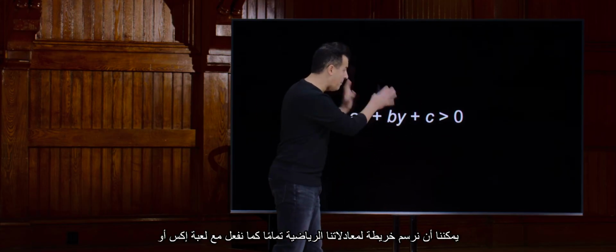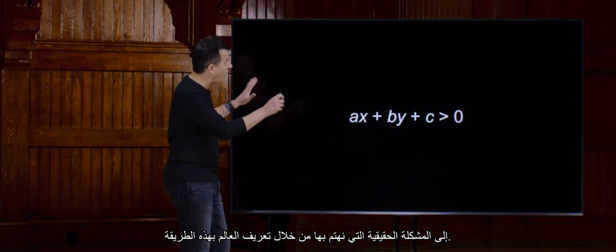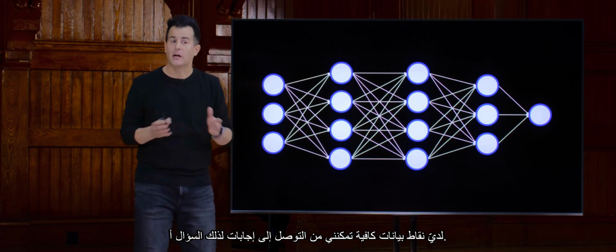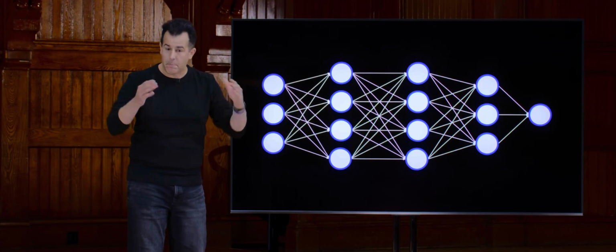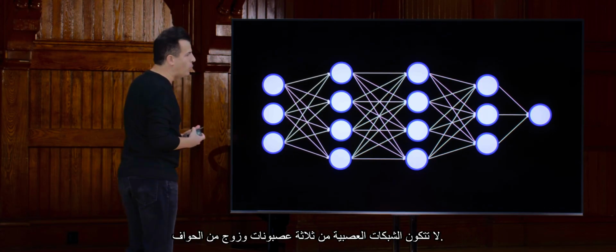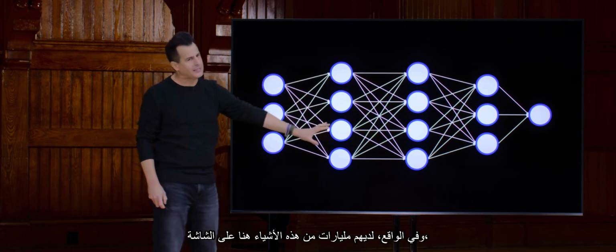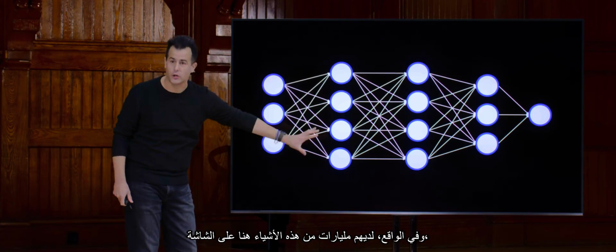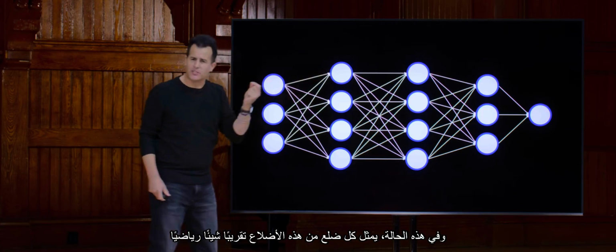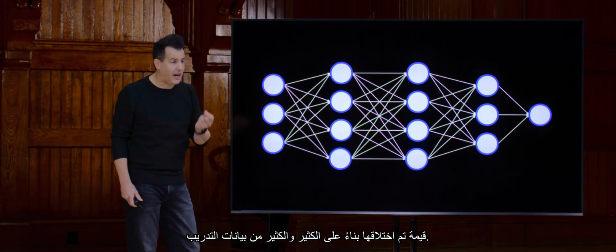We can sort of map our mathematics, just like with tic-tac-toe, to the actual problem we care about by defining the world in this way. And so if you give me enough data points, I can come up with answers for that A, that B, that C, the so-called parameters in neural networks. Now, in reality, neural networks are not composed of 3 neurons and a couple of edges. They look a little something more like this. And in practice, they've got billions of these things here on the screen, in which case, pretty much every one of these edges represents some mathematical value that was contrived based on lots and lots of training data.